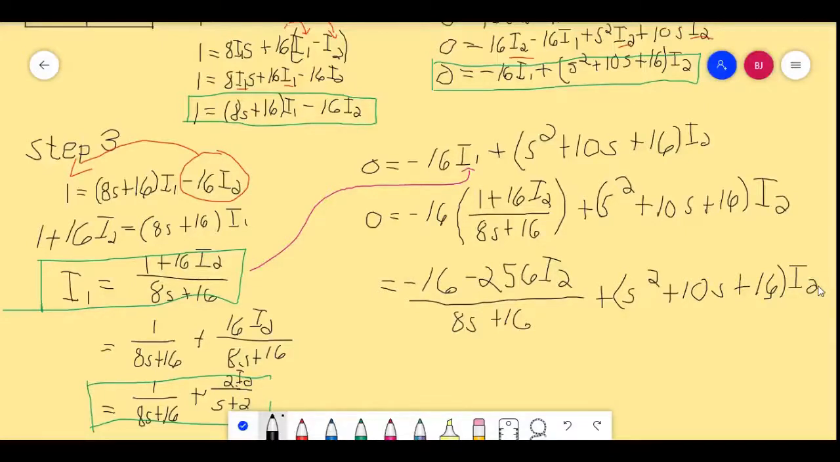Okay. Then we have to eliminate the denominator. The reason I use this is that otherwise I'll have two denominators to eliminate instead of only one. So I multiply the whole equation by 8s plus 16. That would cancel this out. I have to multiply and distribute it to this part. So I'll be left with minus 16 minus 256 I2.